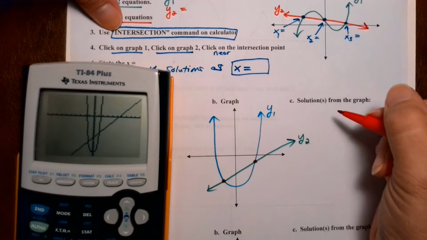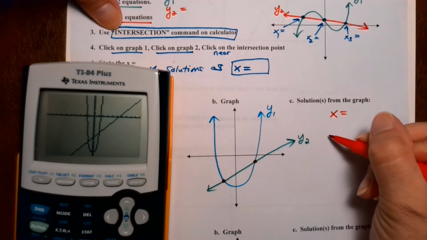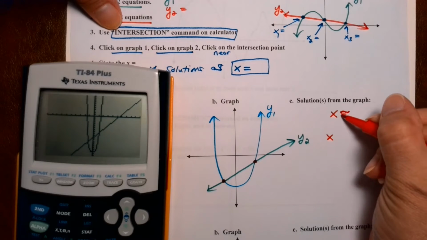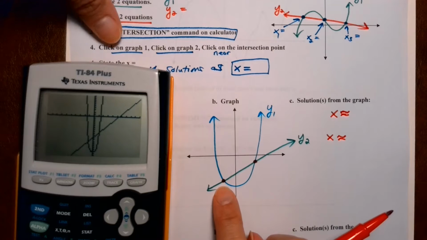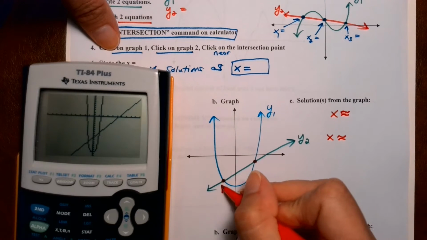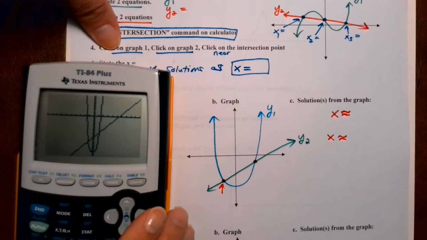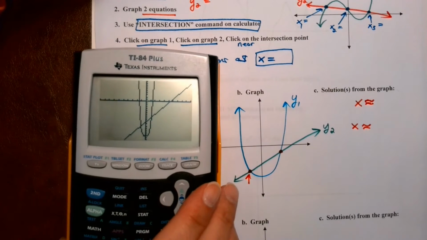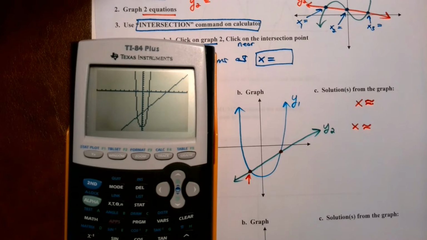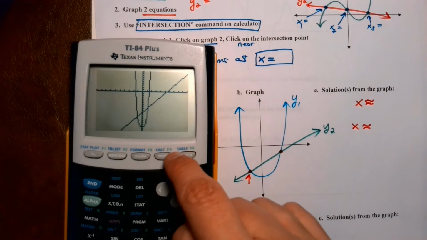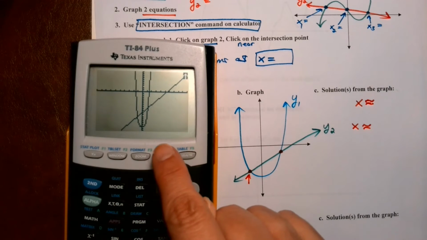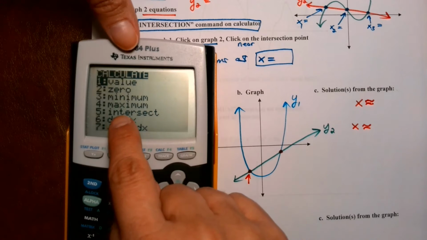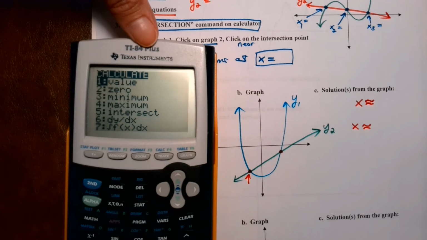Okay, and so I know I'm going to have two answers. I'm going to use squiggly equal signs because they're probably going to be rounded. Okay, and let's go for this first one right here. Let's go for this intersection point. All right, so whenever you're doing calculator work, we're going to go to calculate right there. It's in blue, so we hit second, calculate. Okay, and we're going to do number 5, intersect.